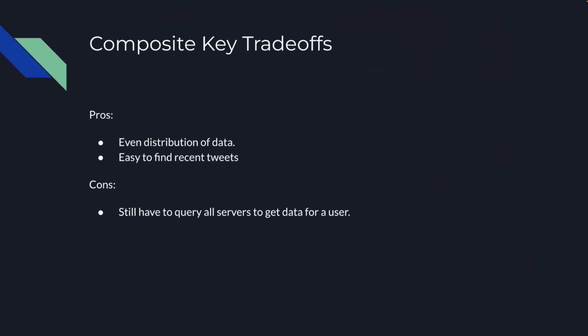Now, again, this has some trade-offs. The pros are that you get an even distribution of the data, and you also get an easy mechanism to find the recent tweets, because recent tweets will be the ones with the largest IDs, and the earlier ones will be the ones with the smaller IDs. The cons: we still don't have a way to get around the problem that we're going to need to query all of the servers to get the data for a user. We're still hashing based on the tweet ID, and we need to distribute those tweets evenly. So a user's tweets are not going to be on the same server, which means we have to query all the servers and fetch the data.